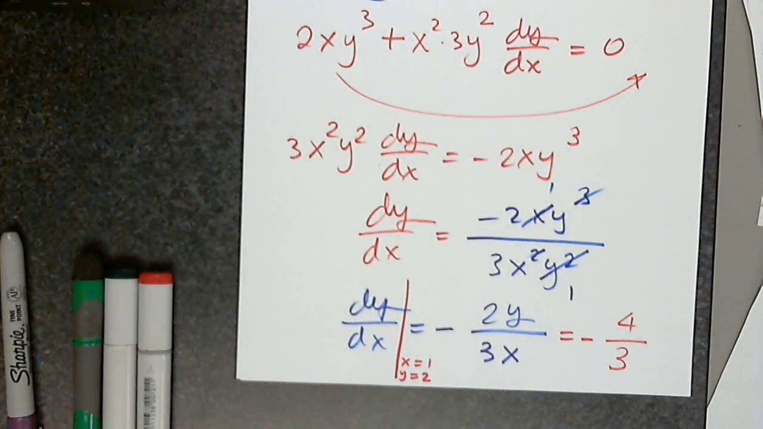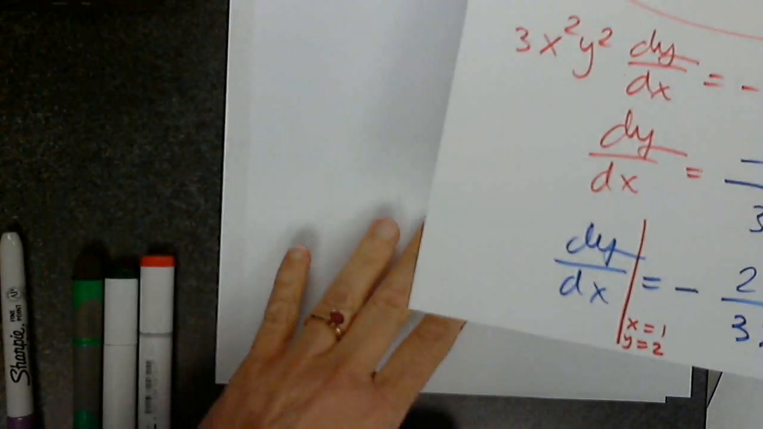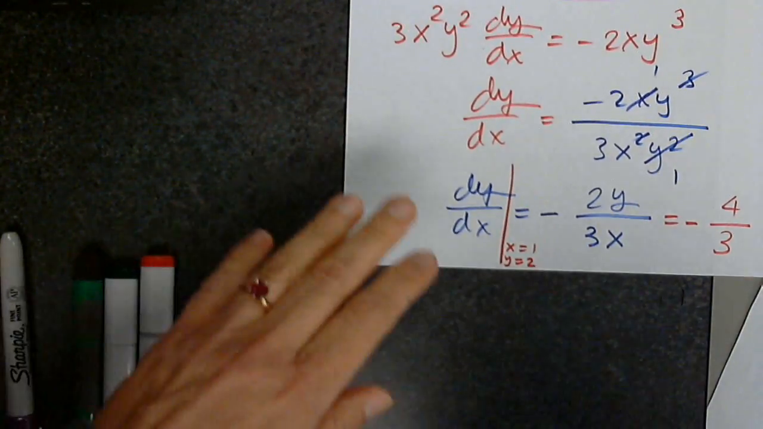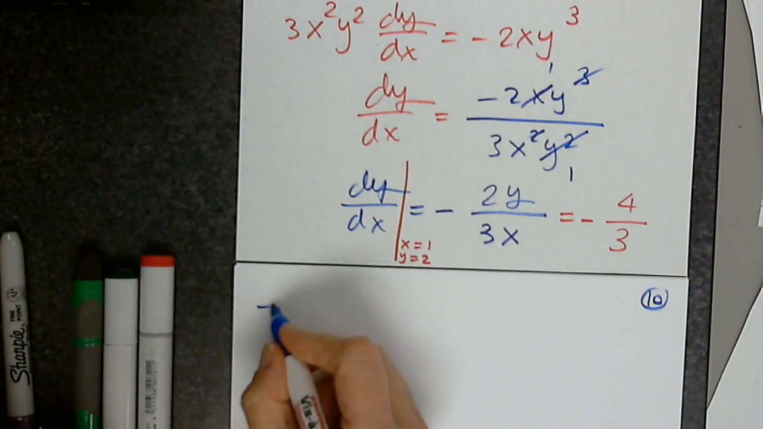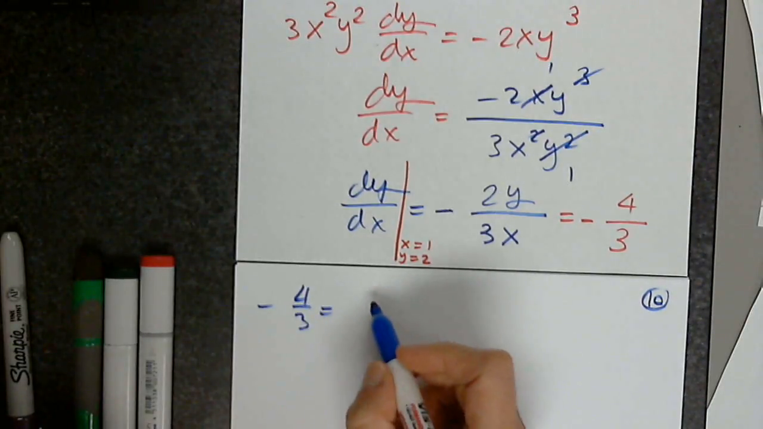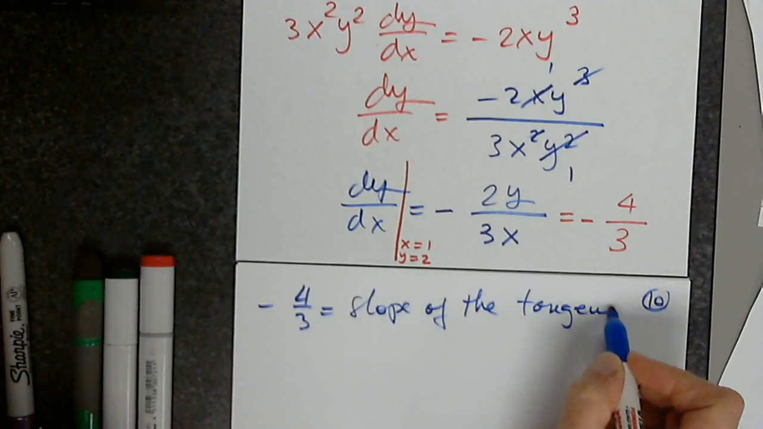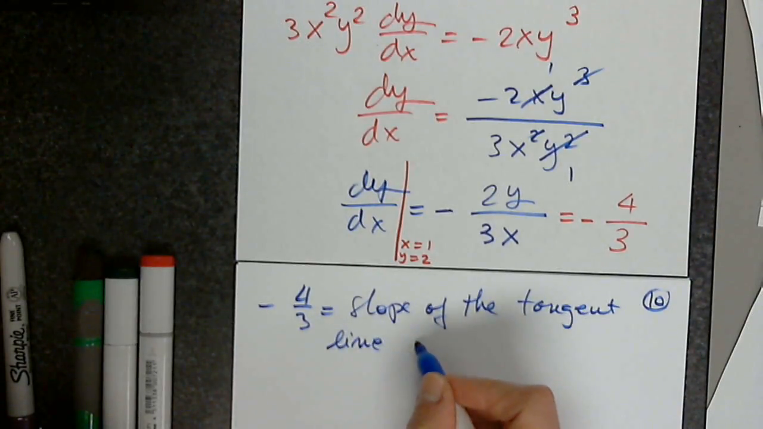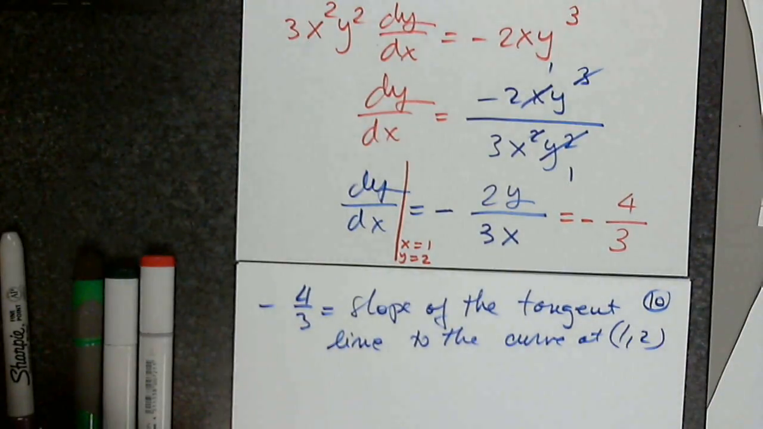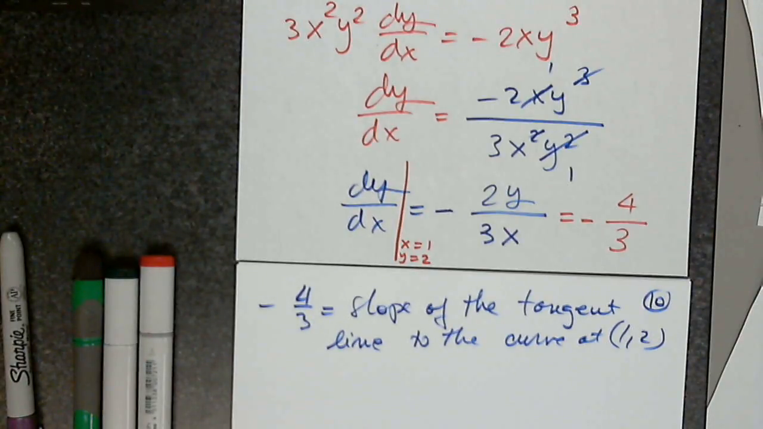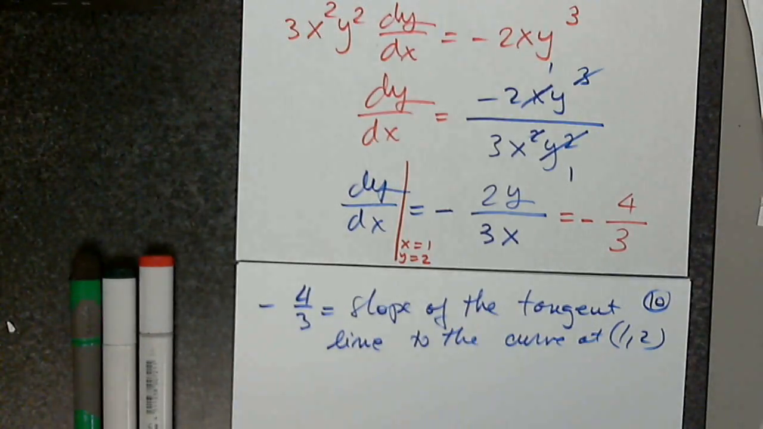If you have any doubts, maybe we should write it. This is the slope of the tangent line, or the rate of change of the curve at that point, right? Same thing. So negative 4/3 is the slope of the tangent line to the curve at (1, 2). It's also the rate of change of the curve at that point. Very good. Okay, and the last one here.